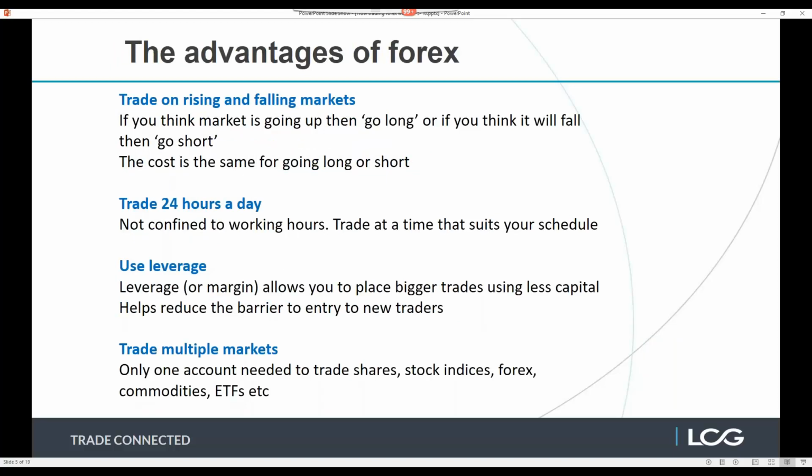So just to go over some similar points again, some of the advantages of Forex: you can trade those rising and falling markets. If you think the market's going up, you go long. If you think it will fall, you go short. The cost of doing both is just the same. It trades 24 hours, which is nice because it doesn't confine you to working hours. So if you're still working full-time, you can find a time to trade that suits your schedule. It uses leverage, which is another word for margin, and it allows you to place bigger trades using less capital. That helps reduce the barrier to entry for newer traders, as I mentioned before.